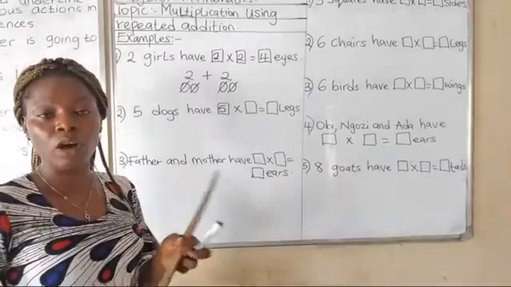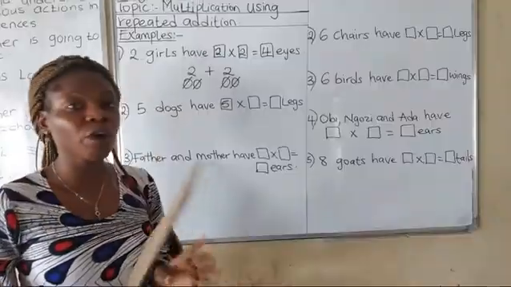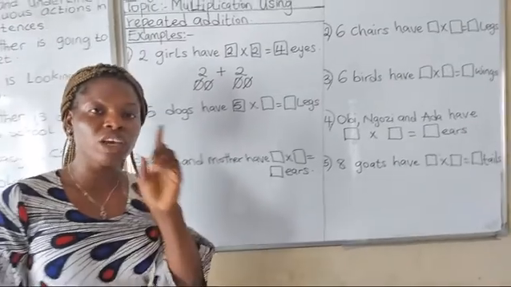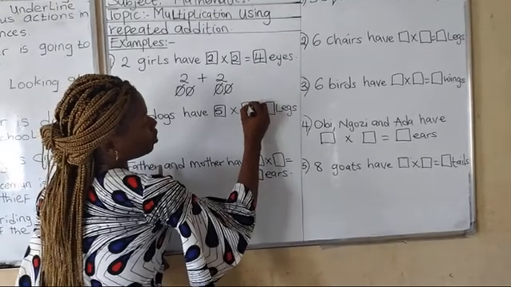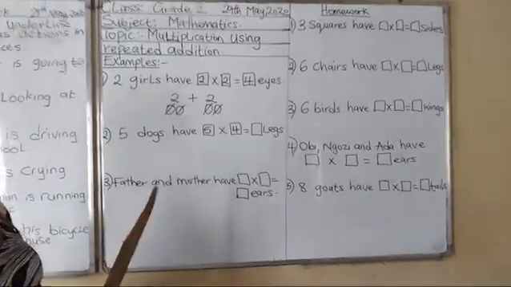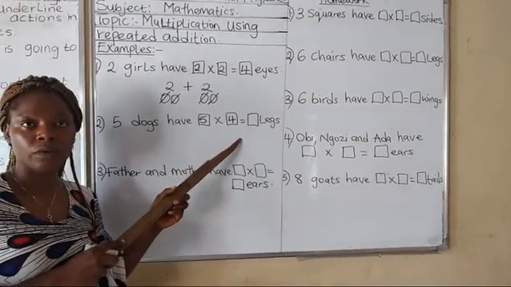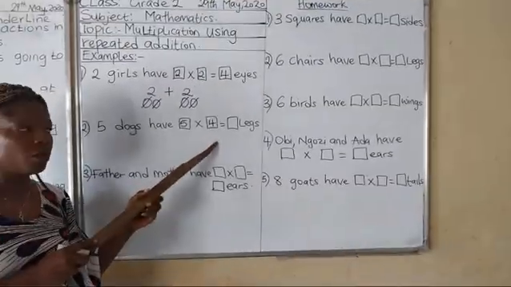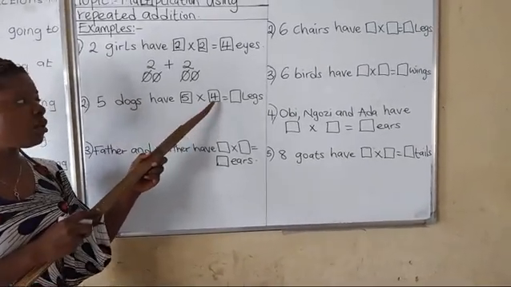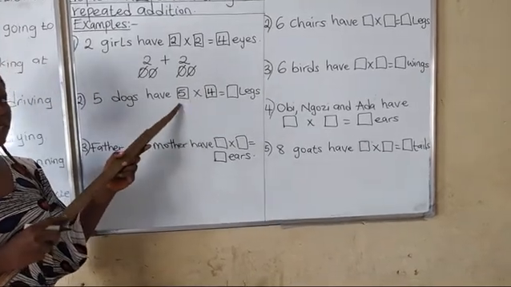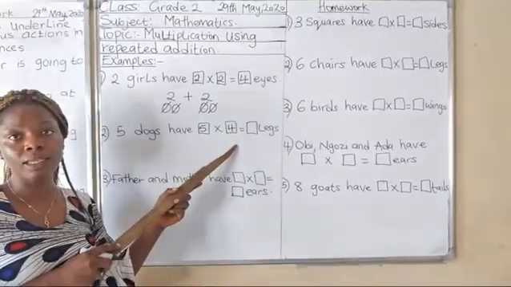You ask yourself another question. Children, I hope you have seen a dog before. A dog has how many legs? A dog has 4 legs. You write that 4 in this second box. And you have something like this. 5 times 4. For you to get your answer, you will multiply 5 by what? 4. Which means 4 into 5 places to get your answer.